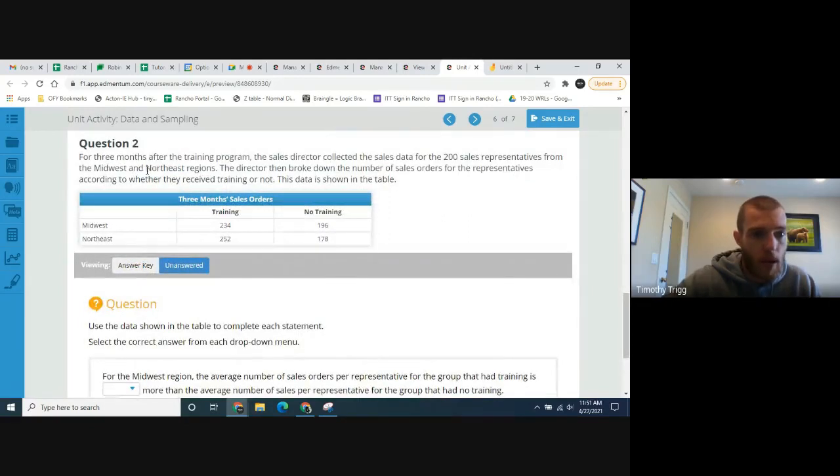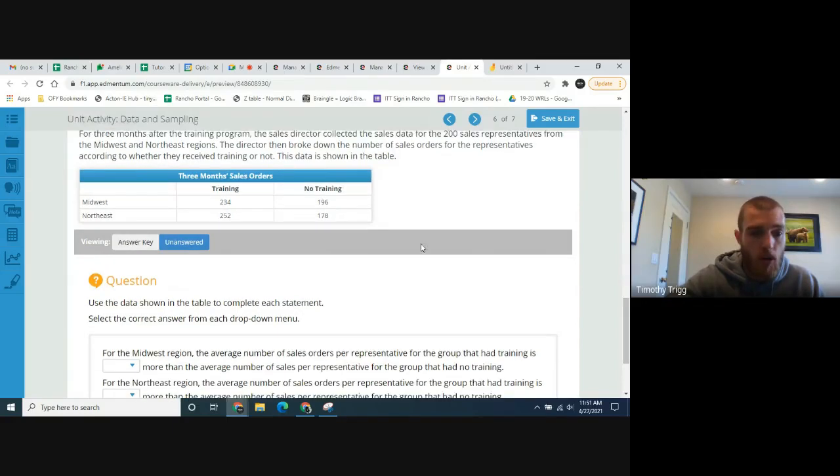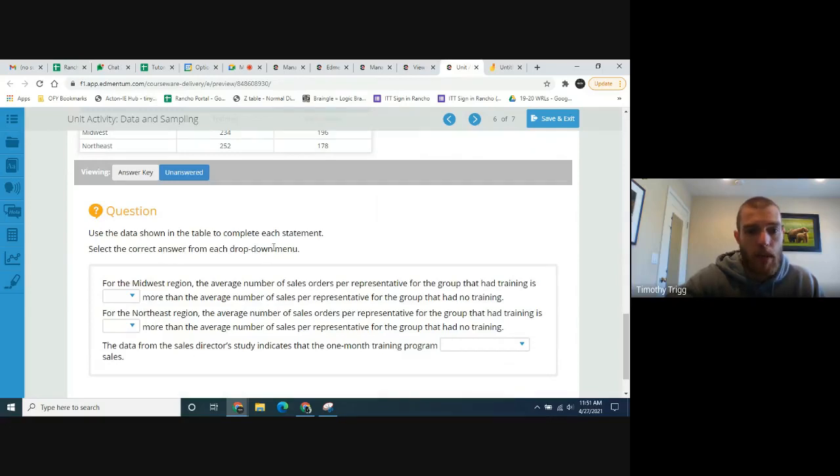For 3 months after the training program, the sales director collected sales data for the 200 sales representatives from the Midwest and Northeast region. The director then broke down the numbers of sales orders for the representatives according to whether they received training or not. The data is shown in the table. So from the Midwest, these are the orders from those that received training, and these are the orders from the ones that did not. Similarly with Northeast. Use the data shown in the table to complete each statement. Select the correct answer from the drop-down menu.